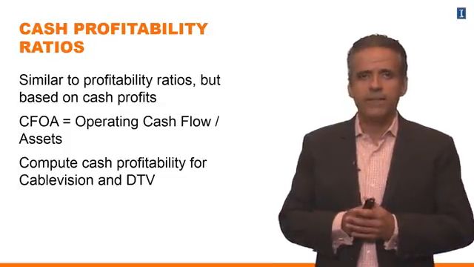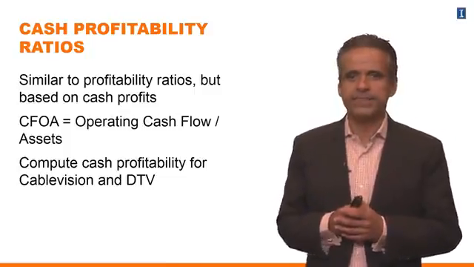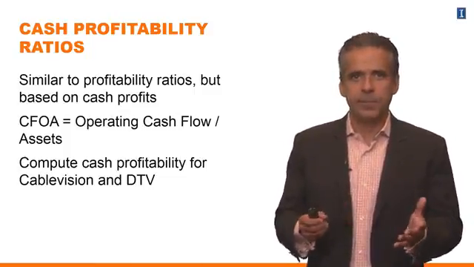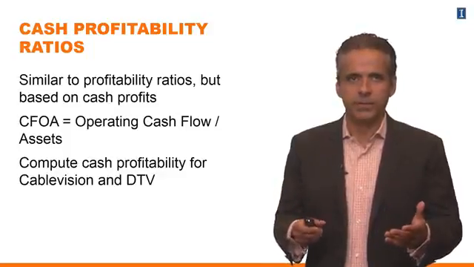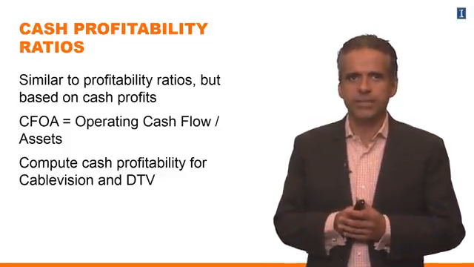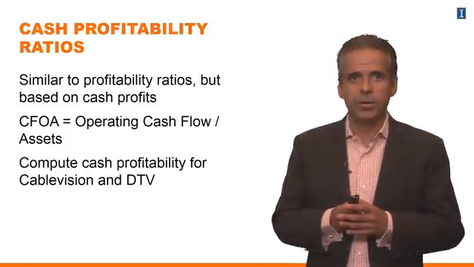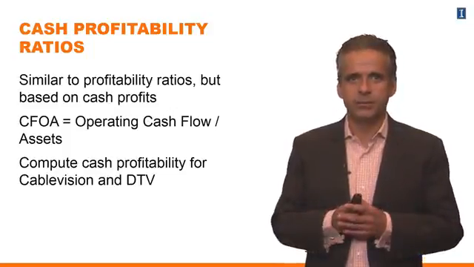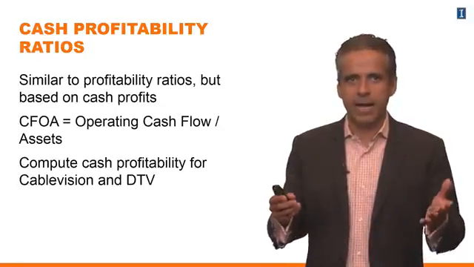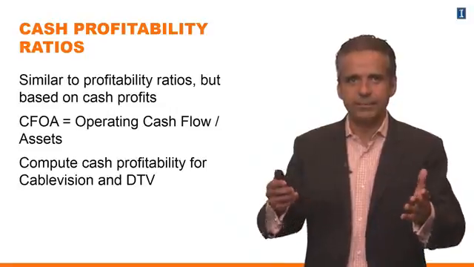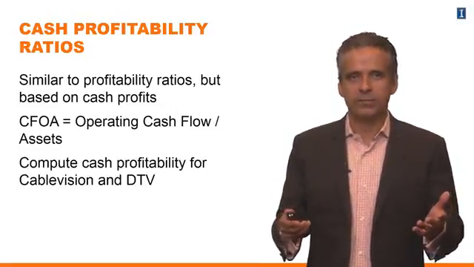So the profitability ratios that we can compute using the cash flow statement are similar to the income statement ratios we talked about, but they are based on cash profits. The most important ratio, the only one that we're going to emphasize here, is what we call the cash profitability ratio. It's just the operating cash flow divided by total assets. So it's very similar to ROA, but instead of OPAT, you're using operating cash flows.